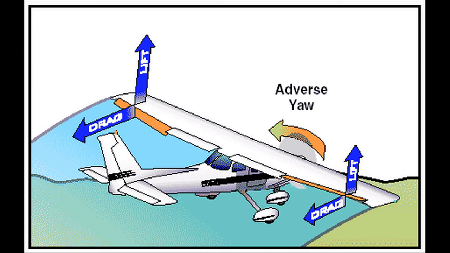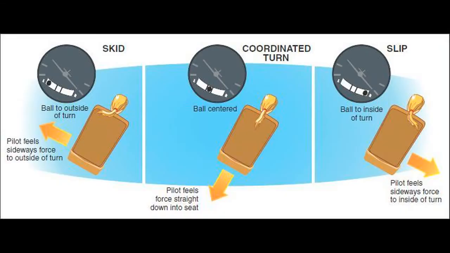The yaw effect makes the plane yaw in the direction of the lifted wing, or the opposite direction of the turn. This is because the lifted wing produces more drag. Using the rudder counteracts this response, and if done correctly, the pilot should feel a force pushing them straight down into their seat. And the ball in the turn and slip indicator should be centered. If the turn is uncoordinated, the plane either slips or skids.